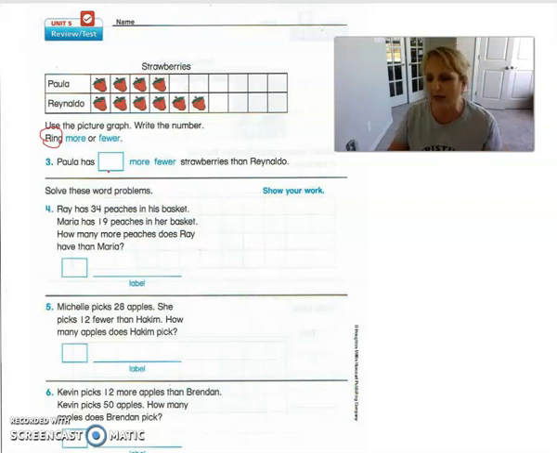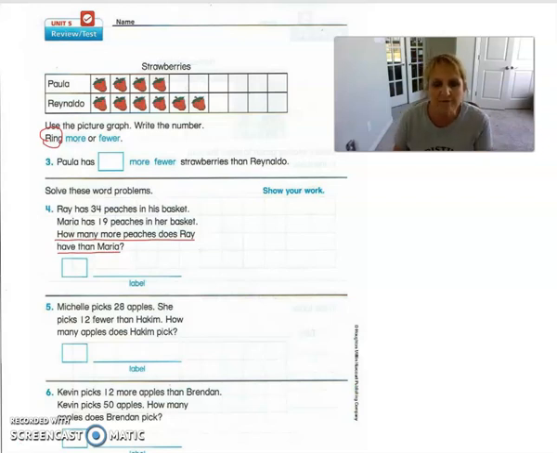Okay, number 4, and like I said, anytime you need to pause the video for more time, you can do that. Number 4 says solve these word problems and show your work. So over here you need to show how you got the answer. Ray has 34 peaches in his basket. Maria has 19 peaches in her basket. How many more peaches does Ray have than Maria? So that's what we're trying to find out. How many more peaches does Ray have than Maria? Go ahead and begin and pause the video. When you're finished with number 4, come back and we'll do number 5.